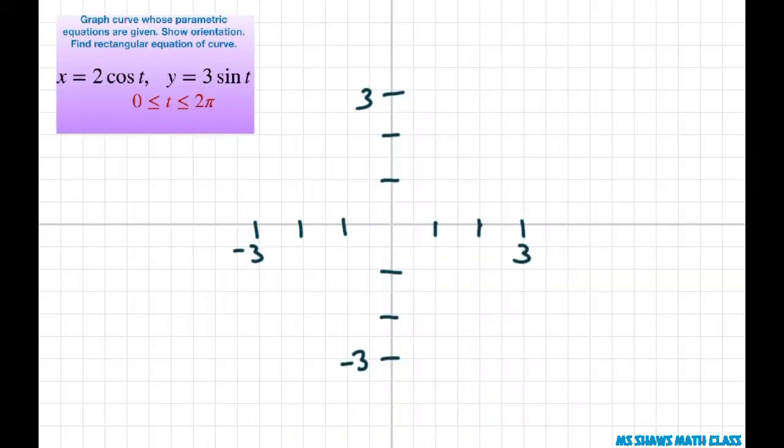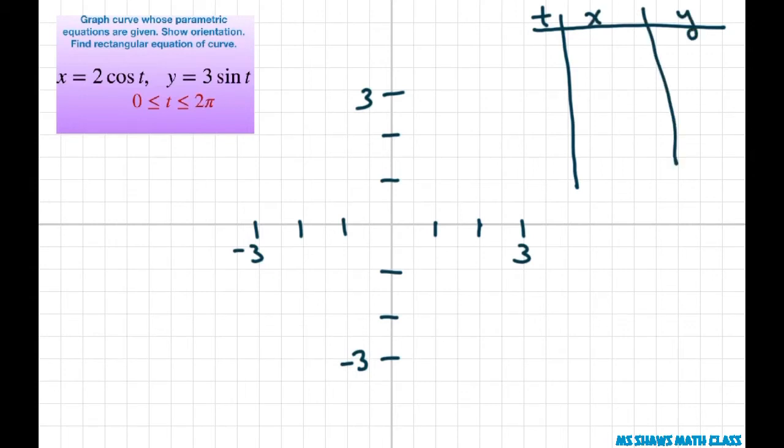Now that we know that, let's go ahead and graph it the parametric way. So let's look at a table of values. We're going to do this mentally. So we have t, and then we need our x, and we need our y. Okay, for x(t), let's let t be 0. If t is 0, you're going to have 2 cosine of 0. Well, cosine of 0 is 1, so that gives you 2. Sine of 0 is just 0. So 3 times 0 is 0. So we have a point at (2, 0).